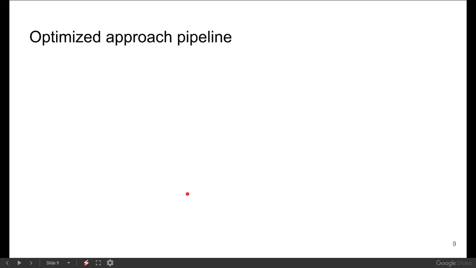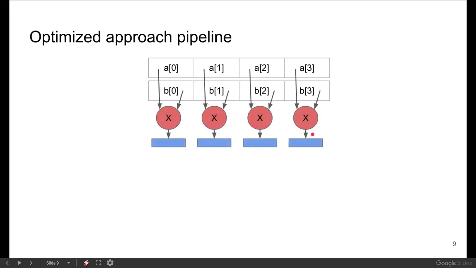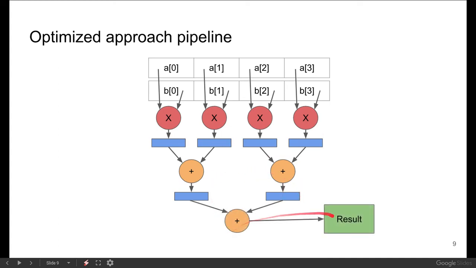So let's look at the optimization approach pipeline. So again we start with two vectors of length 4 each. The first step would be to do a multiply operation. The second step would be to accumulate the data of these two multipliers and these two multipliers. Again, this can be done independently because this depends on only these two data and this depends on these two data, hence both the additions are independent. Similarly, we again accumulate and store the result.